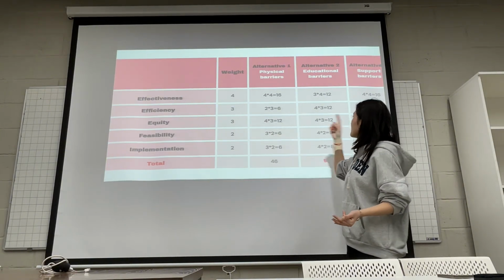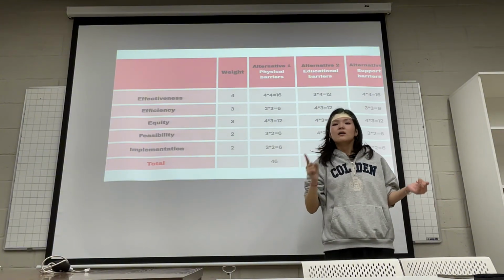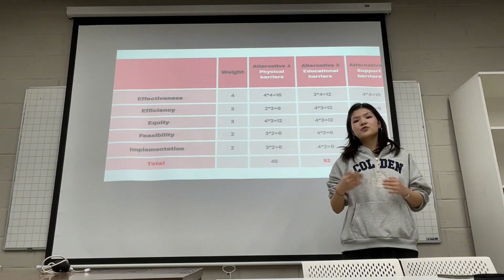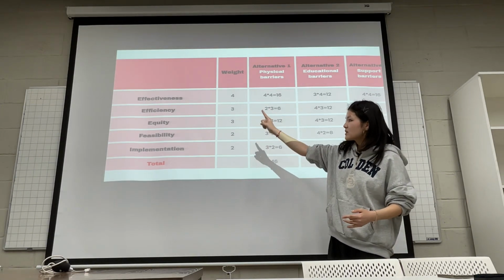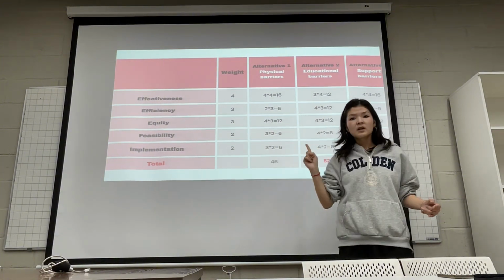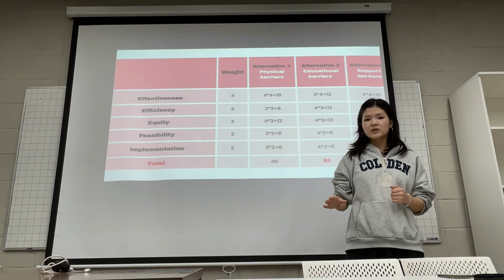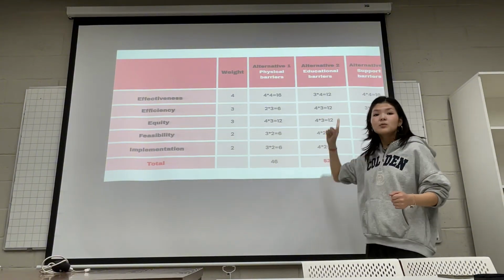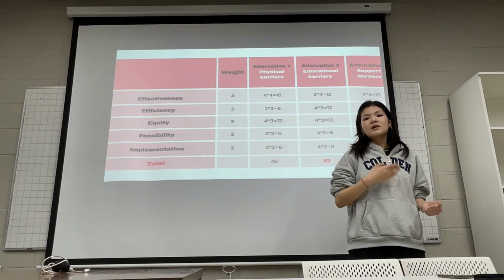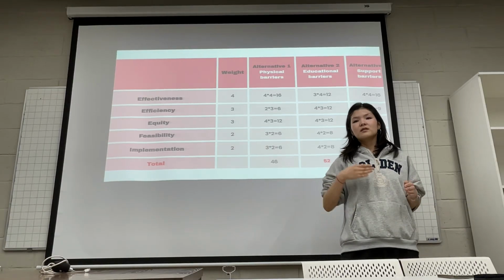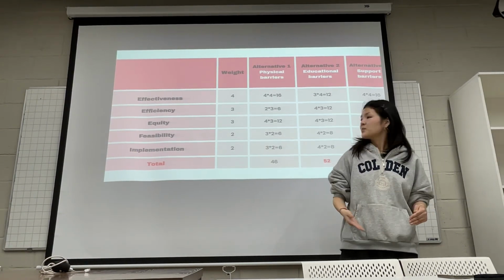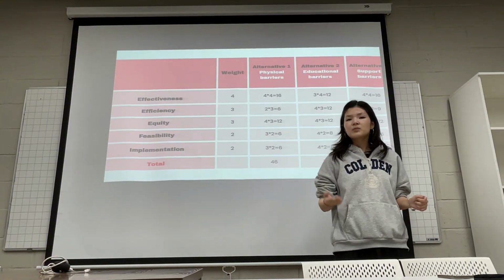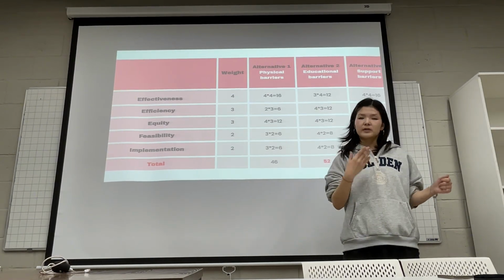And for efficiency, we put 4, because teacher training is relatively inexpensive, because it mainly requires workshops, courses, and training materials. And the third one is equity, and we put 4, because teacher training helps teachers support all students and create a more inclusive classroom environment. And for feasibility, we put 4, because teacher training programs are easy to organize through universities, training centers, and online platforms. And for implementation, we put 4, also because teacher training can be implemented quickly through professional development programs.